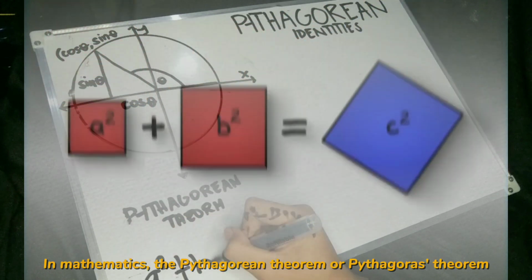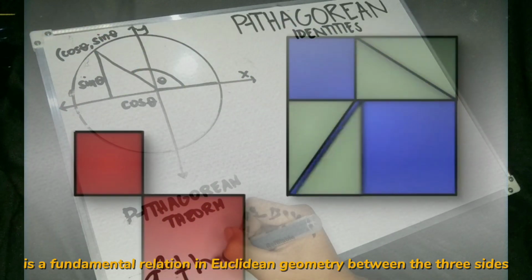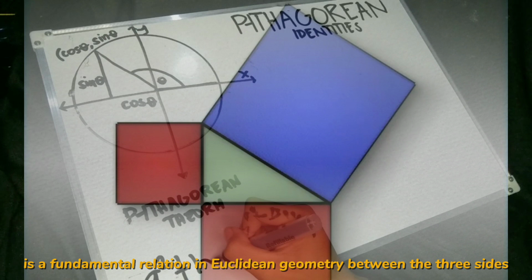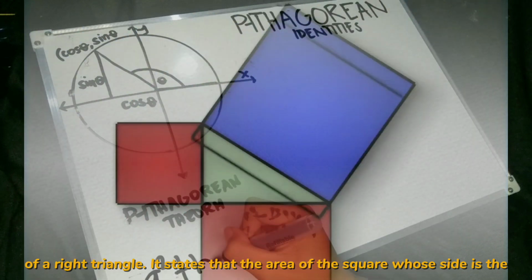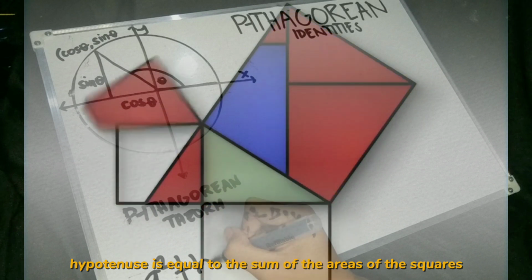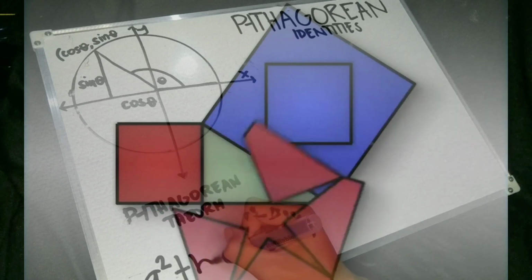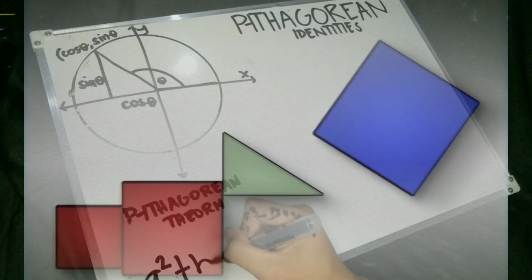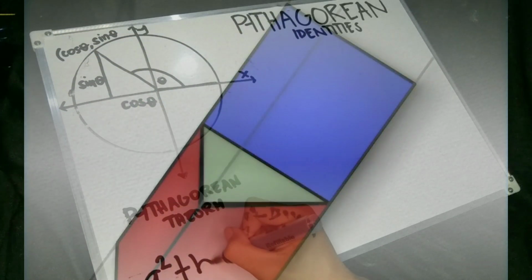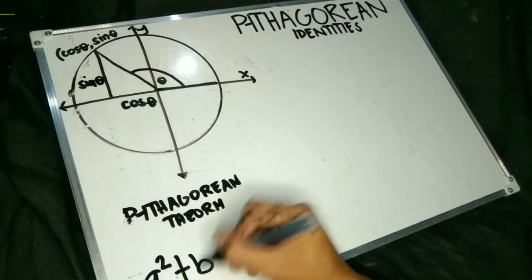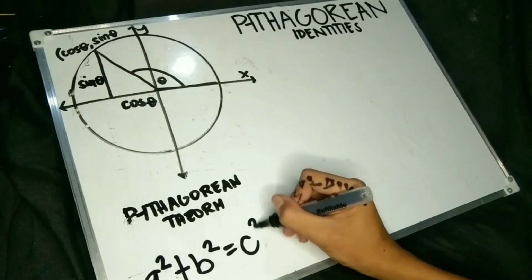In mathematics, the Pythagorean theorem, or Pythagoras' theorem, is a fundamental relation in Euclidean geometry between the three sides of a right triangle. It states that the area of the square whose side is the hypotenuse is equal to the sum of the areas of the squares on the other two sides. The Pythagorean theorem is a squared plus b squared equals c squared.